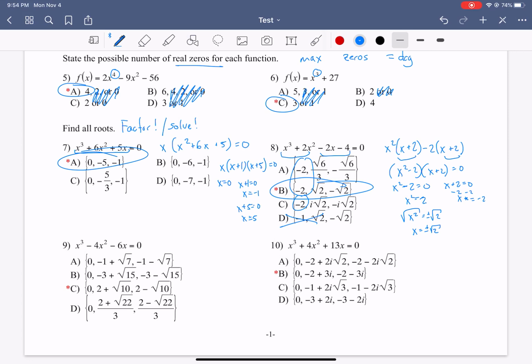If we look at 9, we can take an x out of everything. And now we're looking for two numbers that multiply up to -6 but add up to -4. We won't ever get our answer. So that means we have to use the quadratic formula. But we can do the first part first. X equals 0. So right, that's where we get all these zeros from. And now we can set just the quadratic part equal to 0.